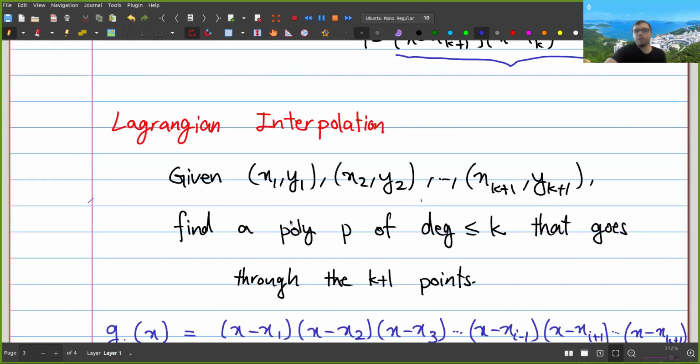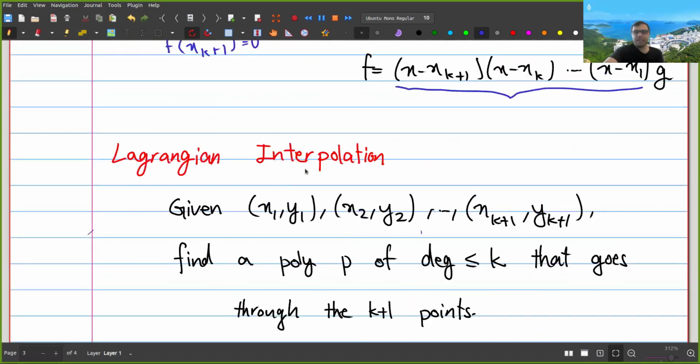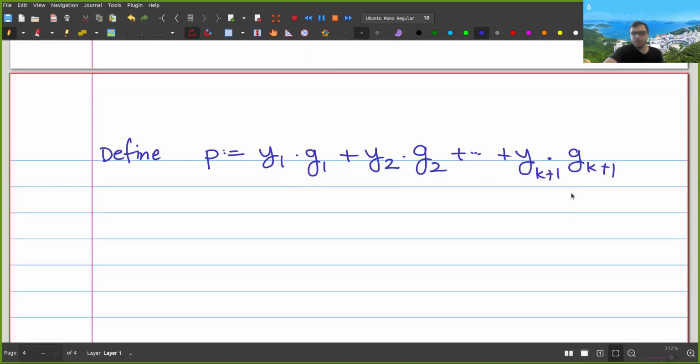And generally, if I look at p of xi, here all the gj's where j is not equal to i will be 0, and they will cancel out. And I will just have yi times gi. And then gi at xi is 1, so yi times gi of xi is going to be yi. So this polynomial p has the exact properties that we're looking for. So I literally have a formula for how to create this polynomial.